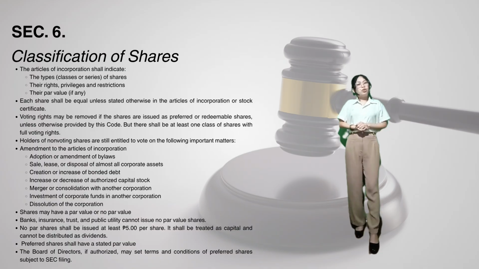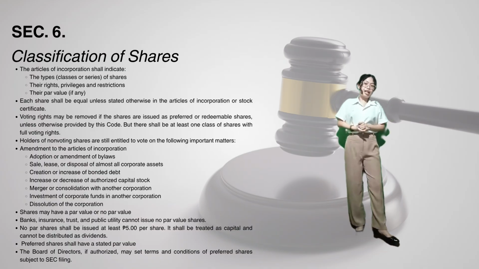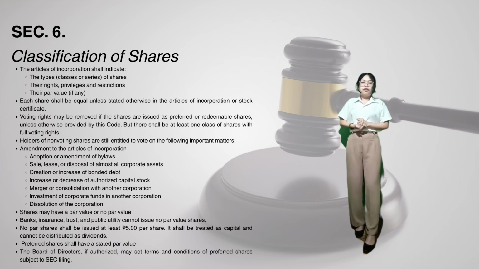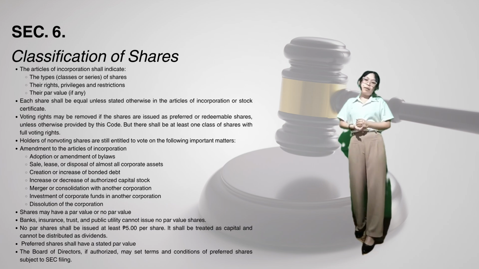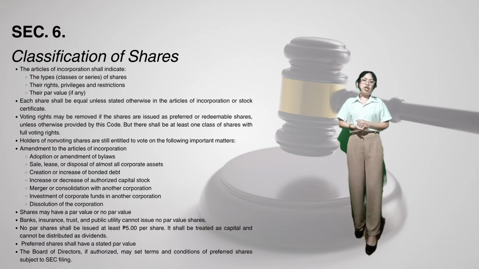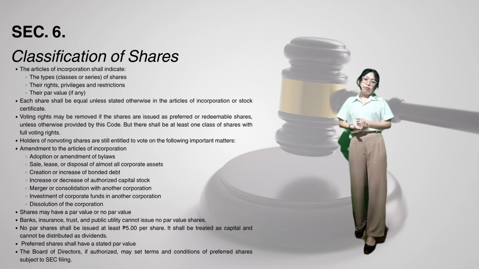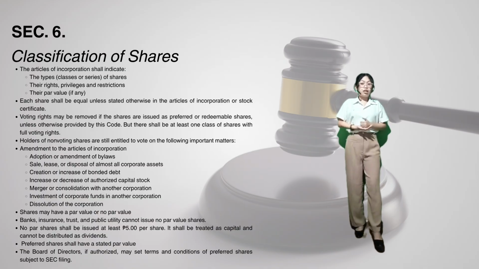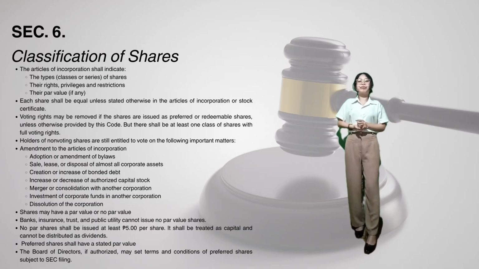Preferred shares can also have special rights or preferences. For example, they might receive dividends first before common shareholders, or they might get priority in receiving the company's assets if the corporation shuts down. These preferred shares must always have a par value, and their terms can be set by the board of directors, as long as these terms are submitted to the SEC for approval.